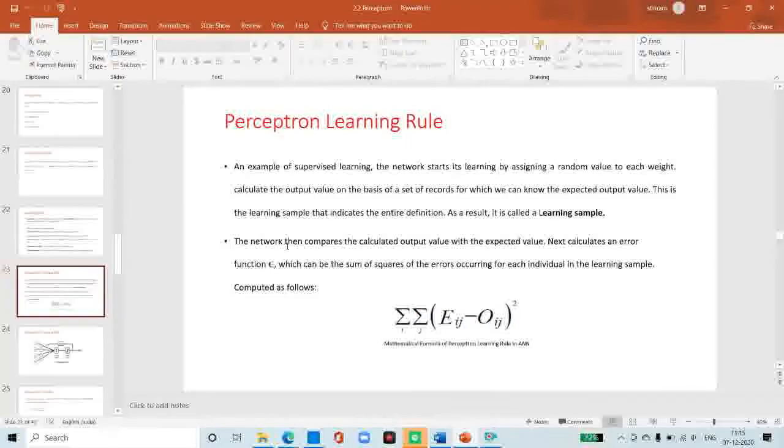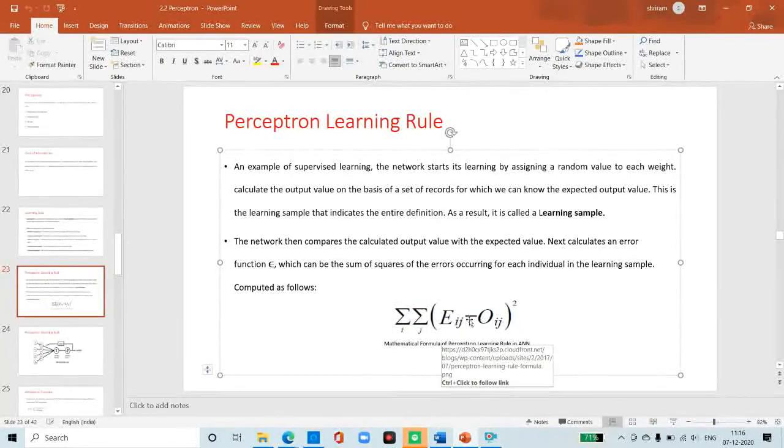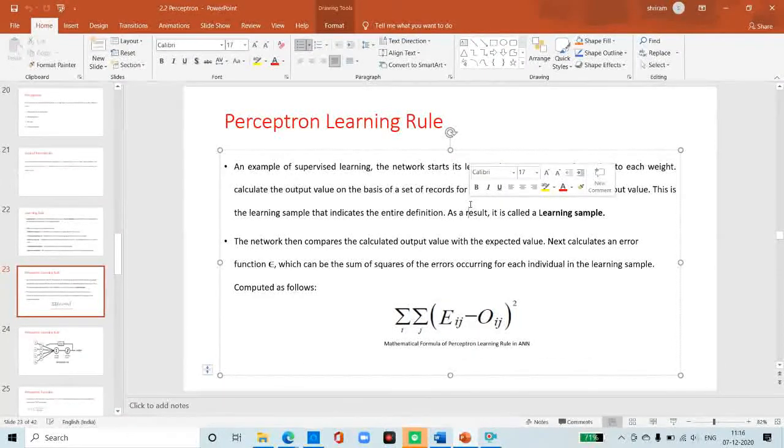The network compares the calculated output value with the expected value, so next it calculates an error function, which can be the sum of the square of the error occurring for each individual in the learning sample, computed as follows: the summation over i and the summation over j, of the bracket e of ij, the expected output, minus o of ij, the obtained output, whole bracket squared. So this is the mathematical formula of the perceptron learning rule in the artificial neural network.